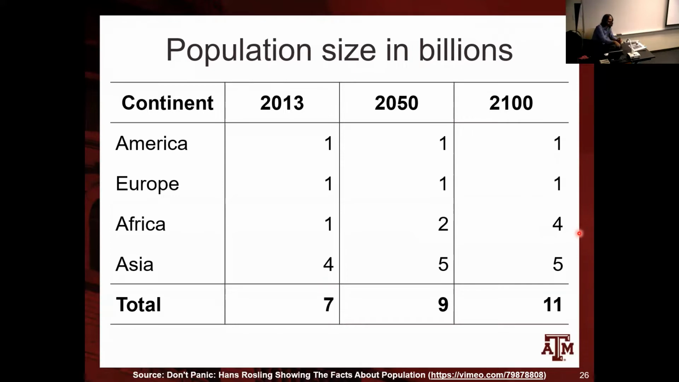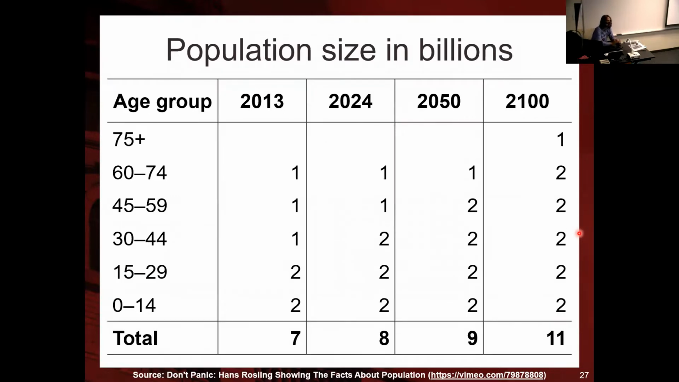And then, continuing his lecture, Hans Rosling shows it by age group. Here he breaks it down for the years 2013, projection to 2024, projection to 2050, and projection to 2100. So by 2013, we had around 2 billion children in the world between 0 and 14 years of age, 2 billion between 15 and 29, 1 billion in this age group, 1 and 1. And overall, not a significant number of people in older ages. And overall, the size of the population was around 7 billion.